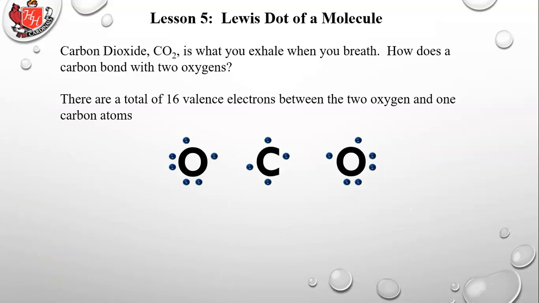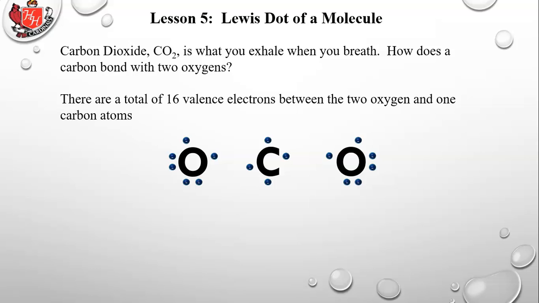Carbon dioxide is what you exhale when you breathe. How does a carbon bond with 2 oxygens? Again, each atom there has to have an octet. And there's 3 atoms. So octet is 8, 3 times 8 is 24. There's a total of 16 valence electrons between the 2 oxygens and the 1 carbon. So you only have 16 valence electrons shown there, but you have to form 3 octets.